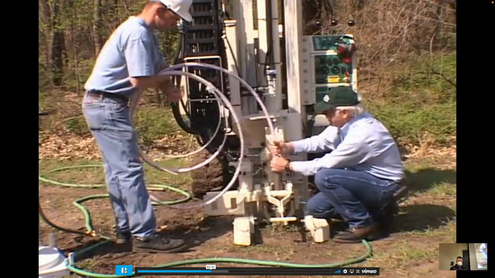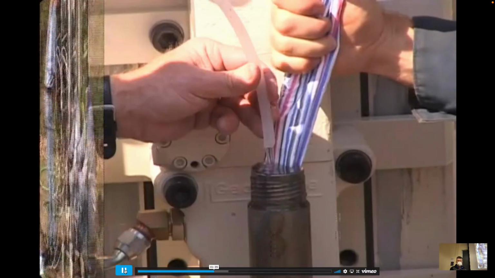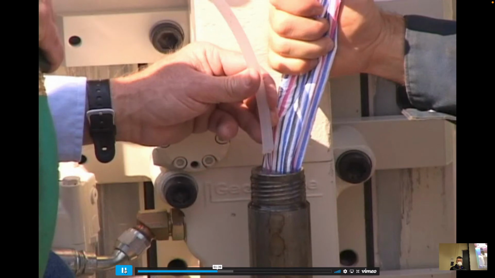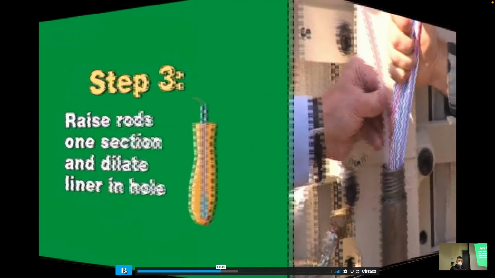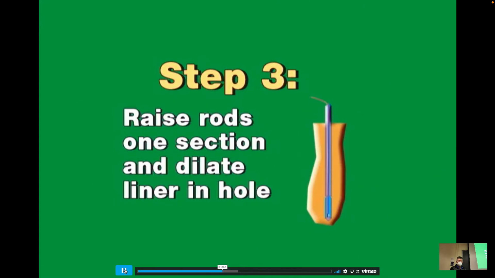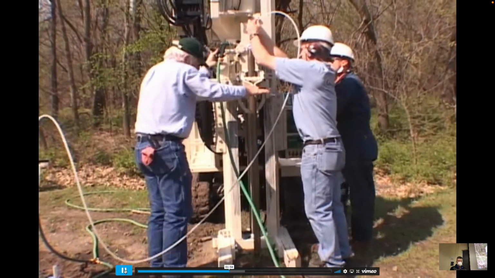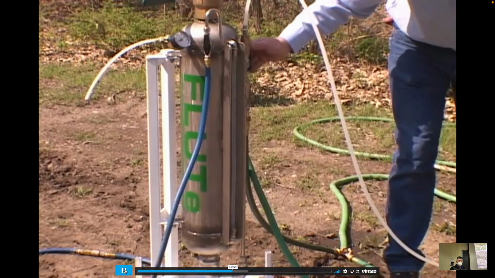This liner is going down very easily. Once the liner is in the rod, water is added to the annulus. We do this to keep the liner from dilating in the rod before the first rod section is pulled. Step 3, raise the rods one section and inject the water to dilate the liner in the hole. That's good. Just hold the tube now. Injecting to fill the liner.